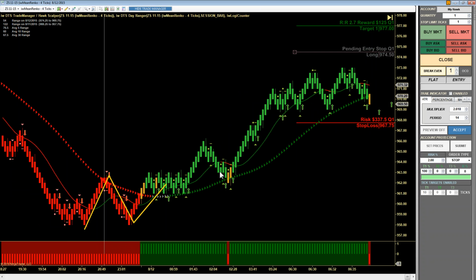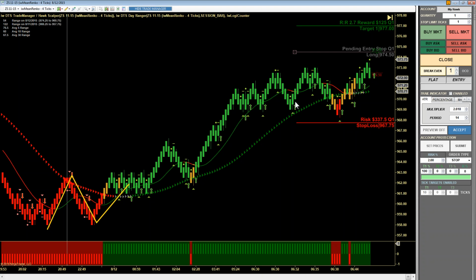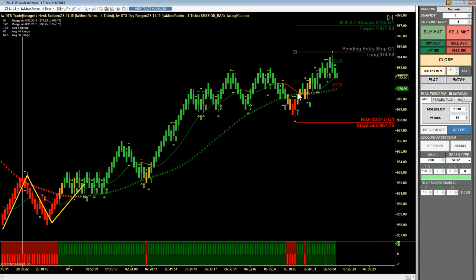After that, we get our macro pullback signal. That's this guy right here. It occurs when the price comes into the macro line, the trend line changes color. We got a 4-arrow consolidation and a red bar buy, all occurring at more or less the same level. Oh, and another macro pullback right there. So we had lots of opportunities to get in just around the open.